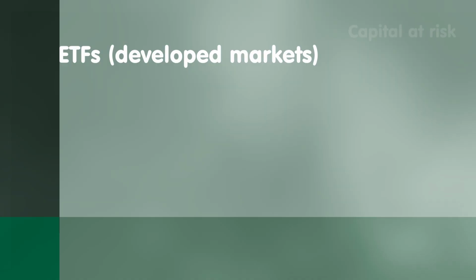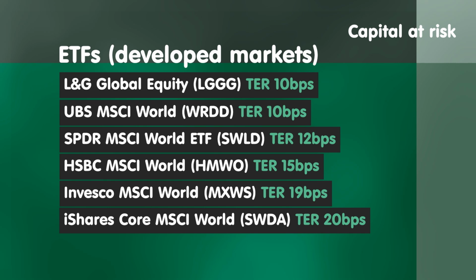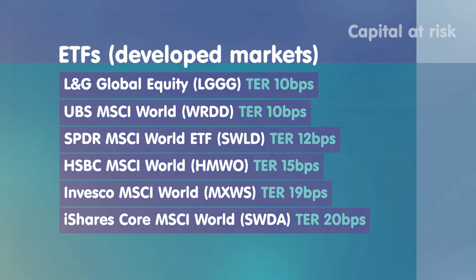If, however, you don't want exposure to emerging markets, the 6 ETFs on screen now invest in the stocks of developed global markets only. The cheapest offerings are from L&G and UBS and have a total expense ratio of just 10 basis points each. Remember, you could be paying many times that amount for an actively managed ETF. Yes, you might outperform some of these funds in the long run, but because of the higher costs entailed, the odds are stacked against you.